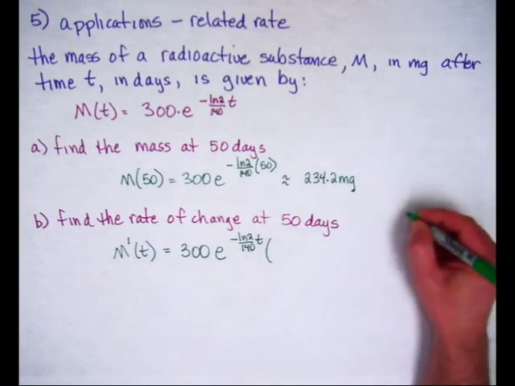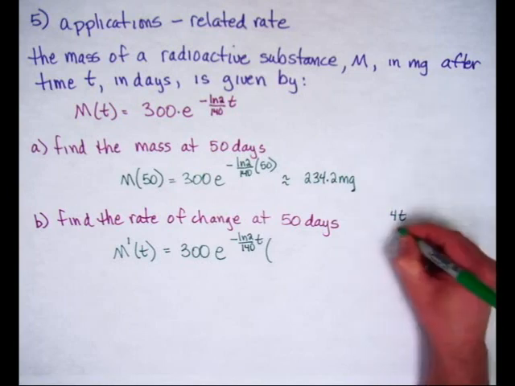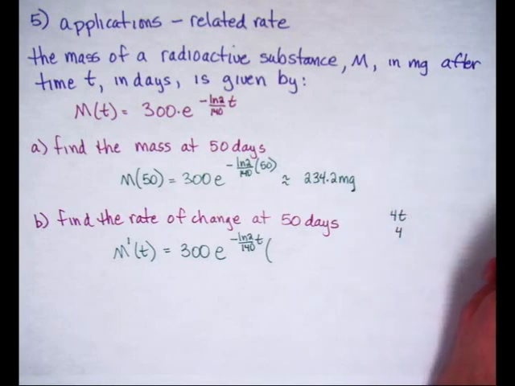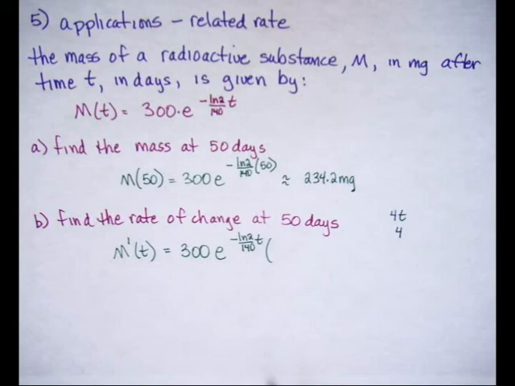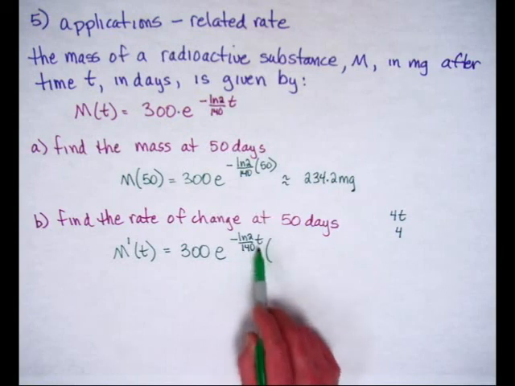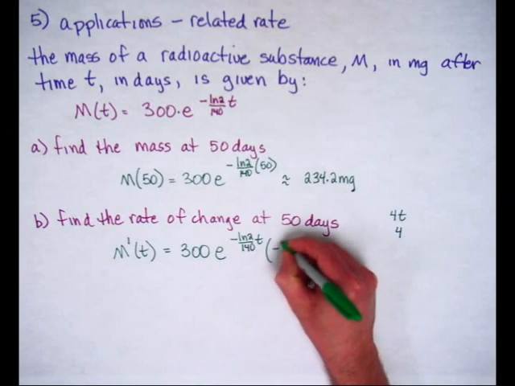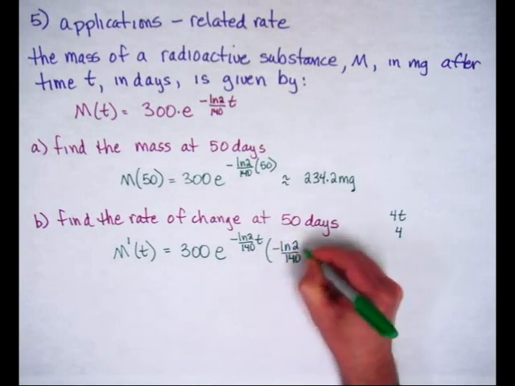Now again, it appears more complicated than it really is. You recall that if you have a number in front of a variable, like if you have 4t, then the derivative would just be 4. T is a linear function. Well, this number right here, negative natural log 2 over 140, that's just a constant being multiplied by time. So the derivative would just be negative natural log of 2 over 140.